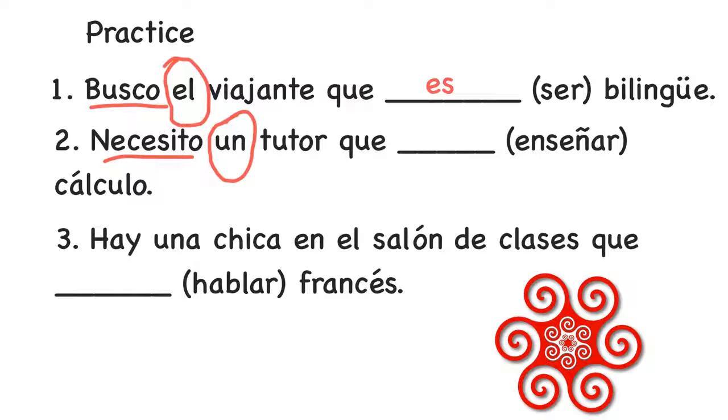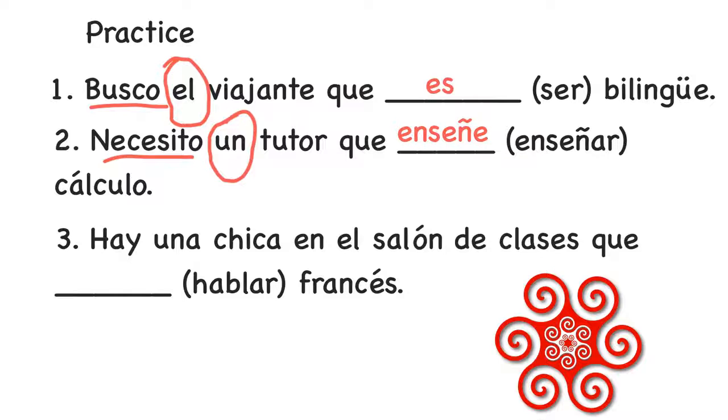Un is an indefinite article, and if you translate this sentence into English, it says, I need a tutor, any tutor, that teaches calculus. Now, it may be that we can find that tutor. It may be that we won't. We don't know because we don't know him. Therefore, this sentence is conjugated in the subjunctive. Necesito un tutor que enseñe cálculo.